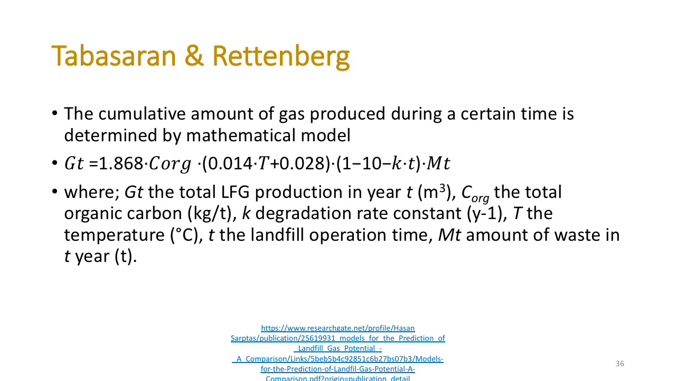Second model, Tabasaran and Rittenberg. The cumulative amount of gas produced during a certain time is determined by a mathematical model, where GT is the total LFG production in the year, Corg is the total organic carbon, K is the degradation rate constant, T is the temperature, small t is the landfill operation time, Mt is the amount of waste in the T year.